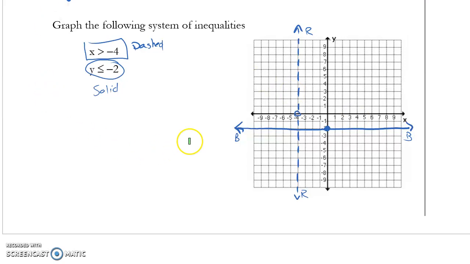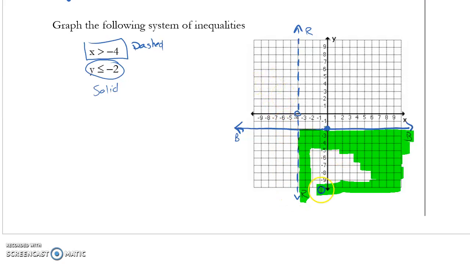Now which section has my overlap? I have this section here has the right, but not above. This section here has below and right. This is the overlap section. It has the below, and it has the right side of the dashed line. This has just below, not the right. This has nothing. So my shaded region, when I graph a system of vertical and horizontal lines, is here.